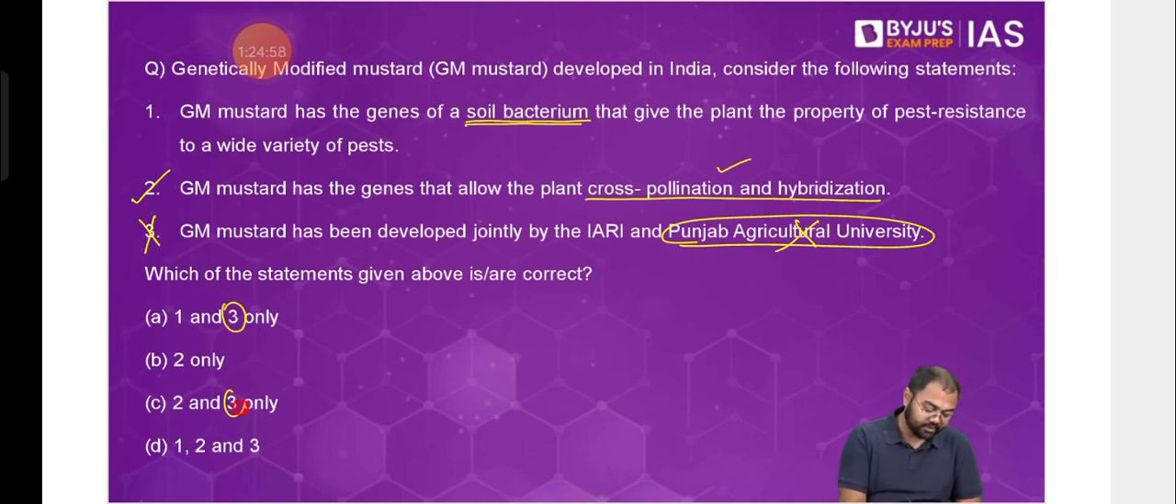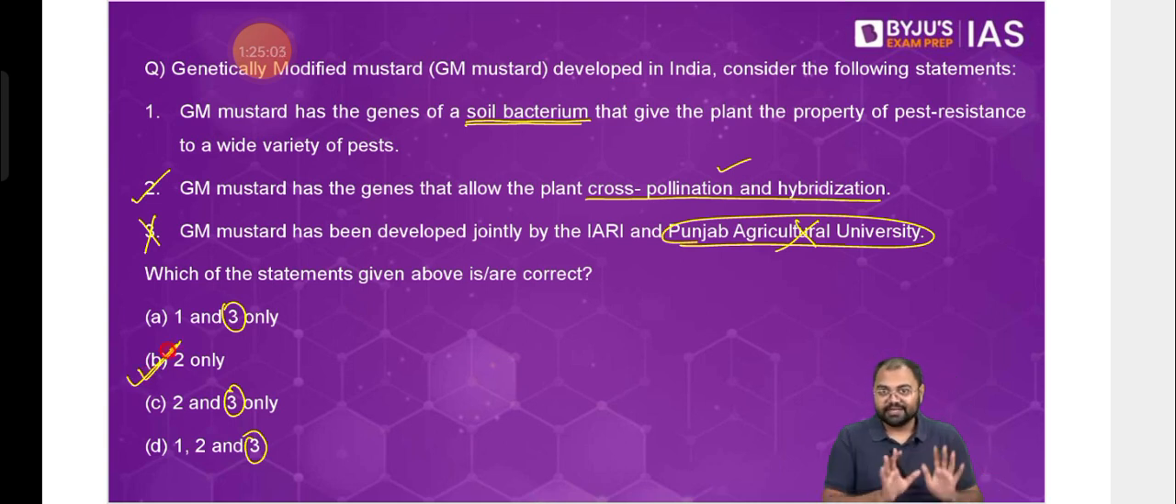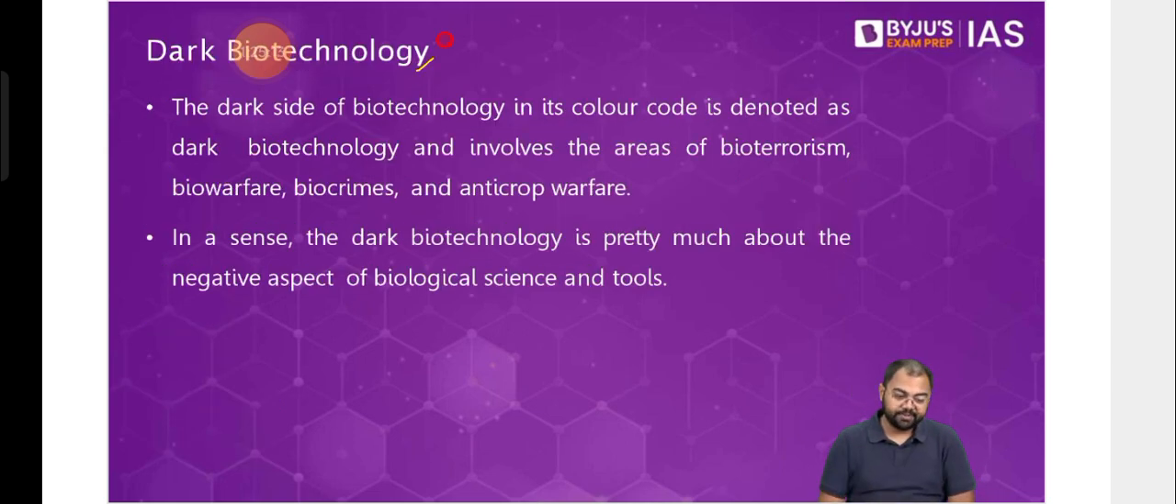You have 3 here, here, and here. So that's why you get the answer just from the third statement. We did not discuss anything about the first and the second statement while I was telling you about GM mustard, right? But you get the answer anyway, just from the third statement. So if you read that question carefully, you'll very easily get the answer. The answer should be B, that is 2 only. Right? Now coming to the last topic from this chapter, and this is dark biotechnology.